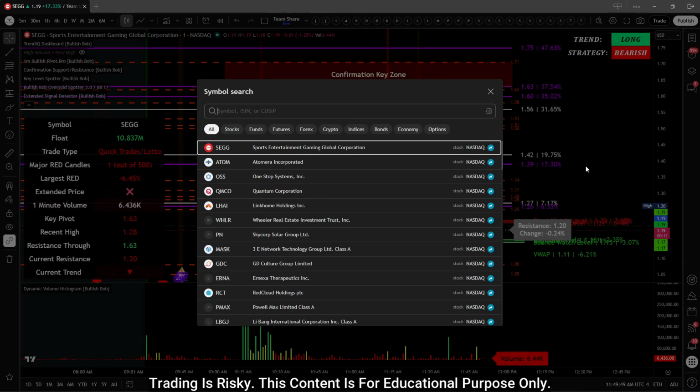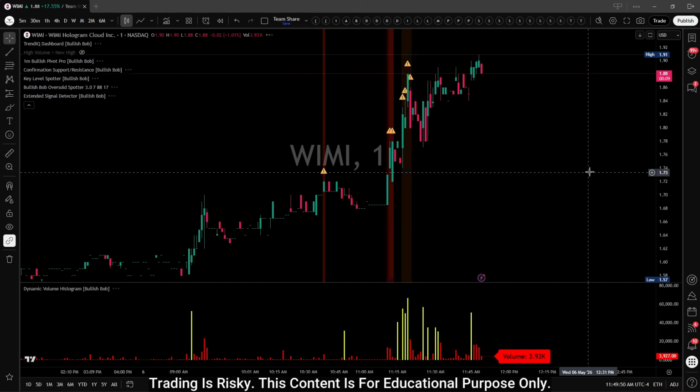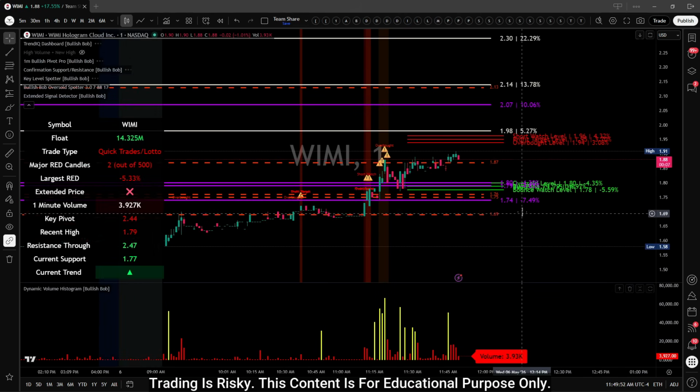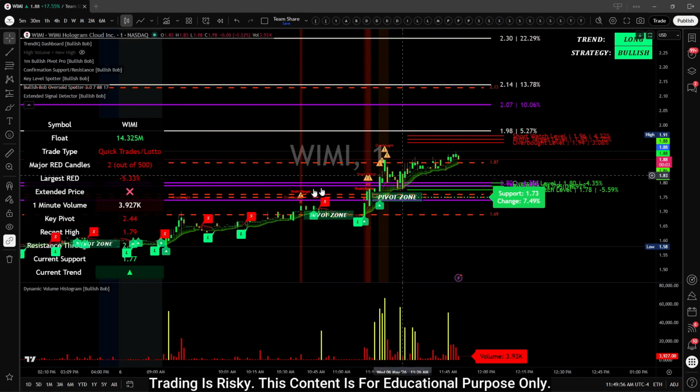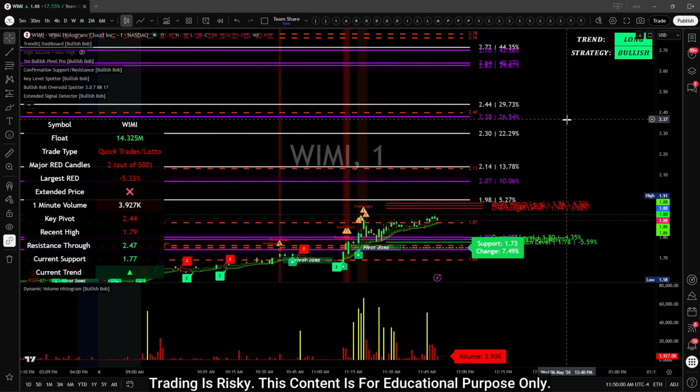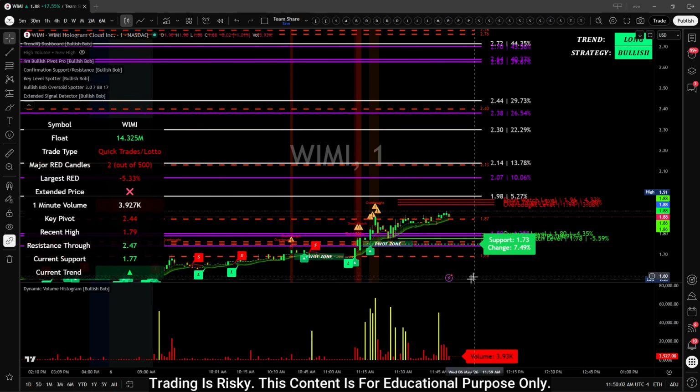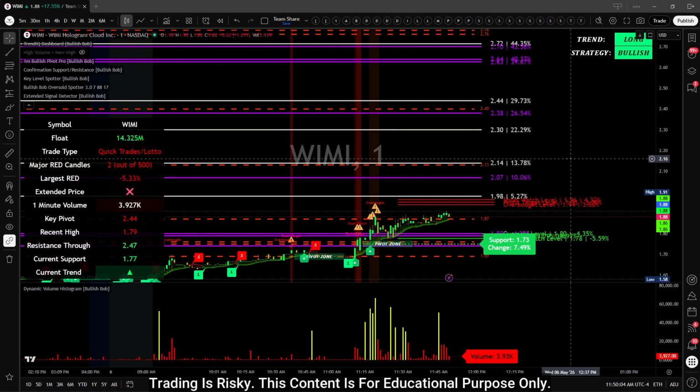WIMI. Let's type that one in. That's another one on the scanner. Low volume. Immediately we can assess that. $1.91 highs we can see on the side here. 247 recent resistance. That's going to be up in this area. So that means we are looking at a cluster of resistance with low volume. Again, another high risk setup.